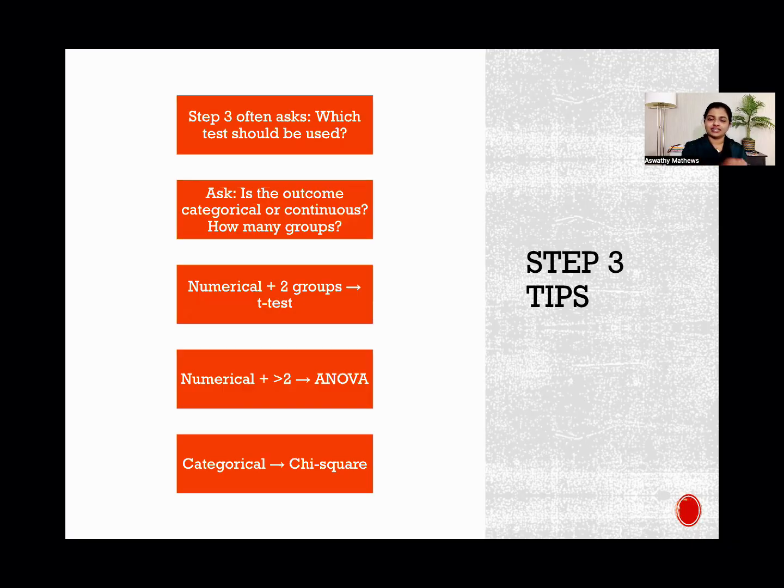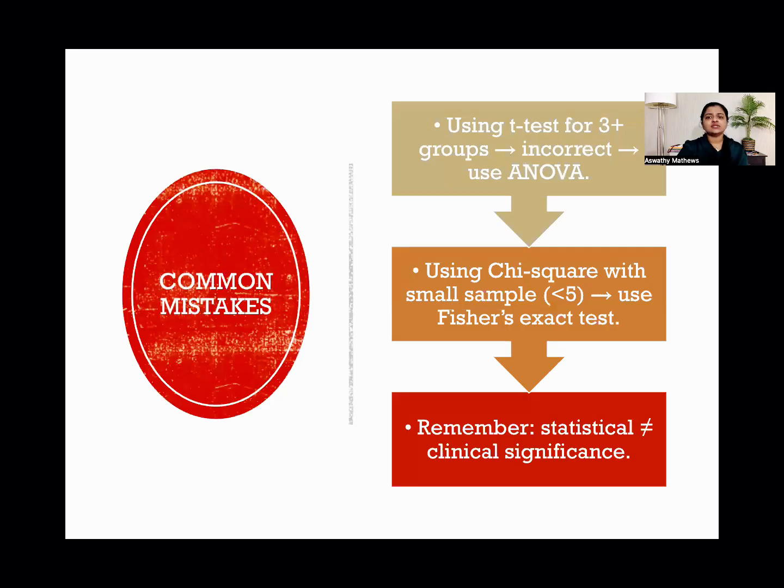Categorical data we use the chi-square test for. If you have a small group, we don't actually go for chi-square; we just use Fisher's exact test. That is one of the common mistakes I have seen so far. And statistical significance doesn't always mean clinical significance. They're actually two different things.